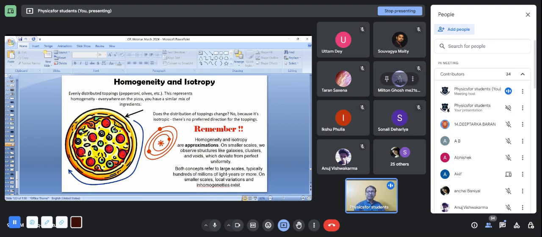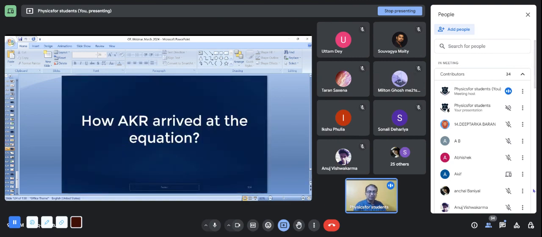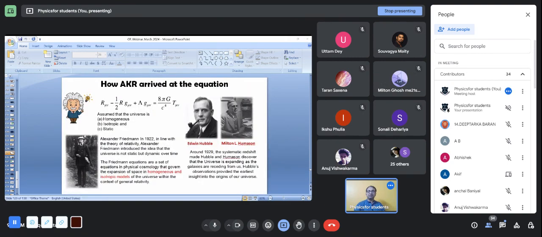So here you see, I've just taken this pizza example. Evenly distributed pepperoni or olives, etc. This represents homogeneity. That means whichever way you rotate, you will get the same pepperoni or same olive, etc. Right? So does the distribution of toppings change? No, because it is isotropic. There are no preferred directions of the toppings. Okay. Now you see how AKR arrived at this equation.